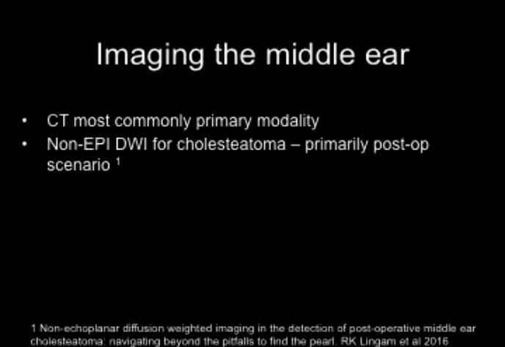So CT is the most common imaging modality. If you have a patient who's had surgery for cholesteatoma, and there's some concern about residual or recurrent disease, then you might want to do a non-echoplanar imaging diffusion. So depending on your scanner, HASTE or Propeller or various other sequences.